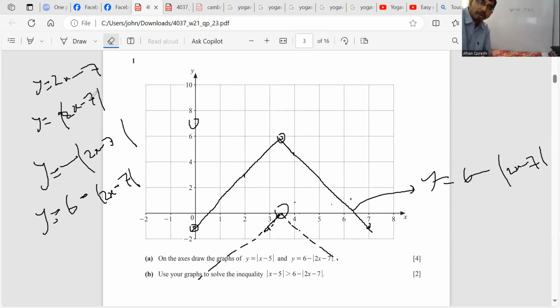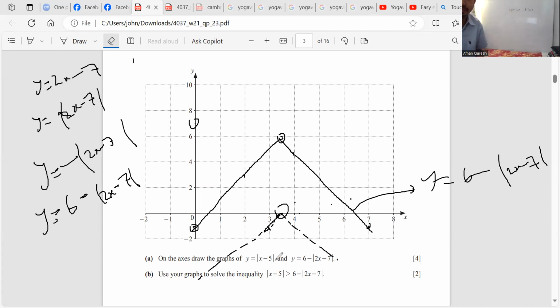So sequentially, all these are quite easy. From one step, we are going to the other. At the end, if you add 6, you get the final graph. And you can always check by taking some values. Most important, just keep in mind the x coordinate of the vertex. Now this graph is done.